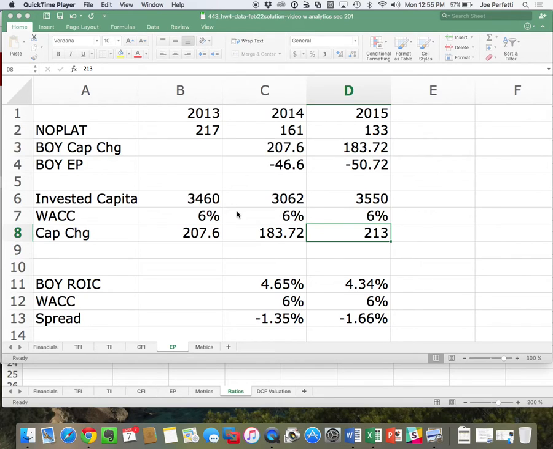So for today's session, what we're going to do is take our simple valuation model and build an enterprise discounted cash flow valuation of this hypothetical company, or an enterprise DCF as it's called.